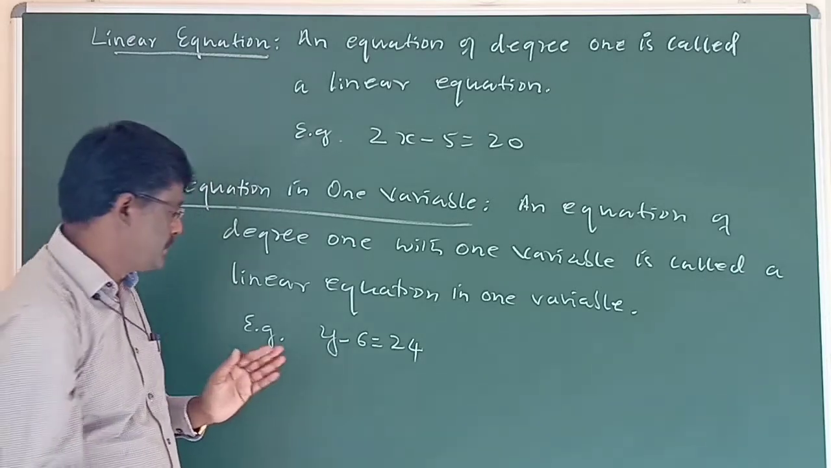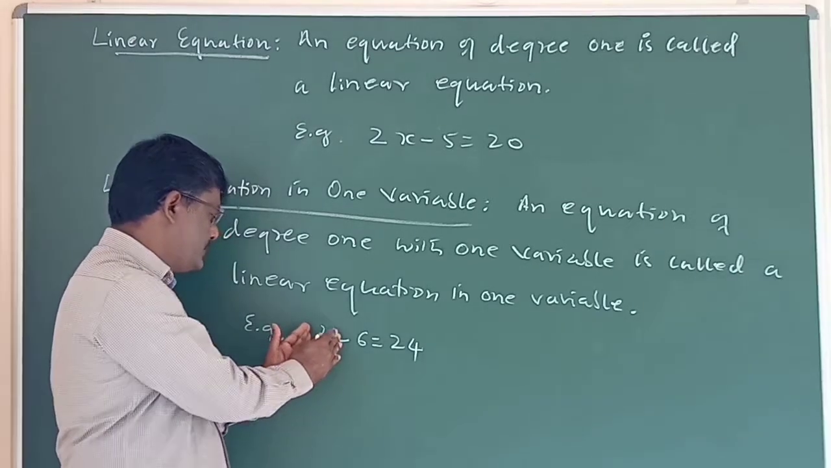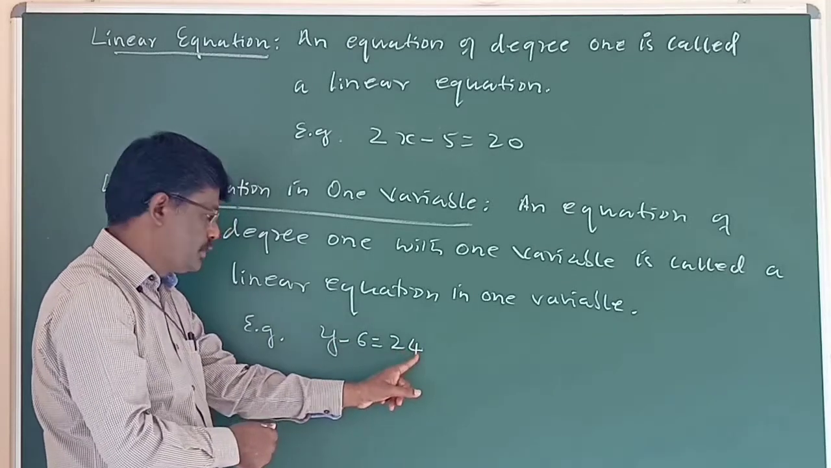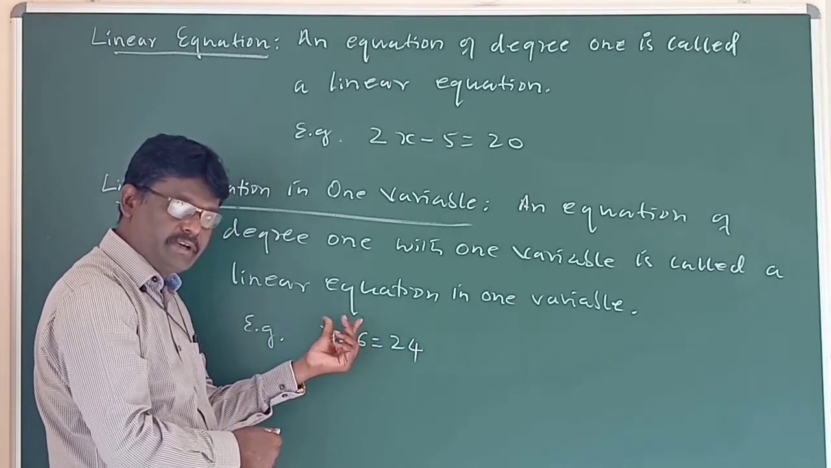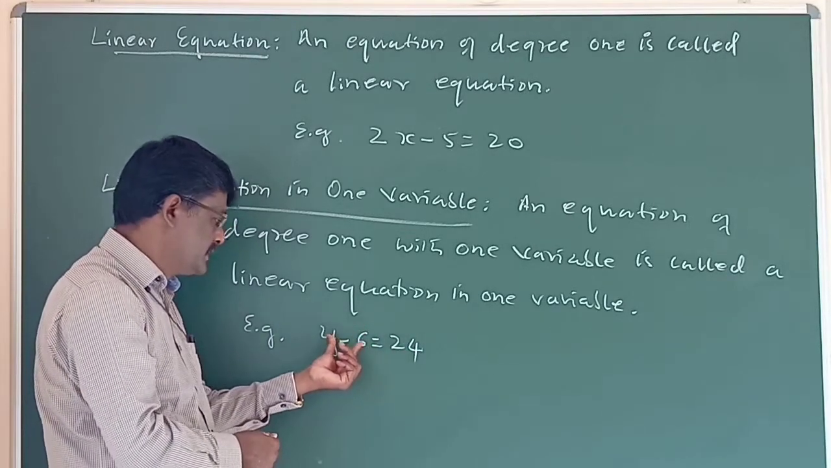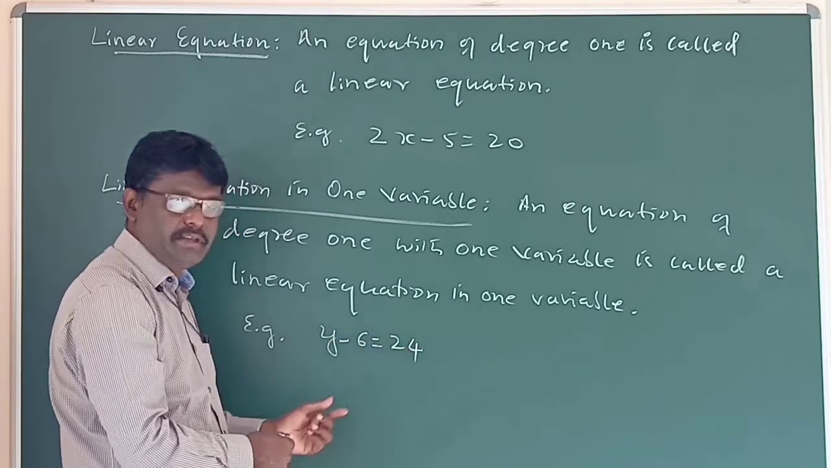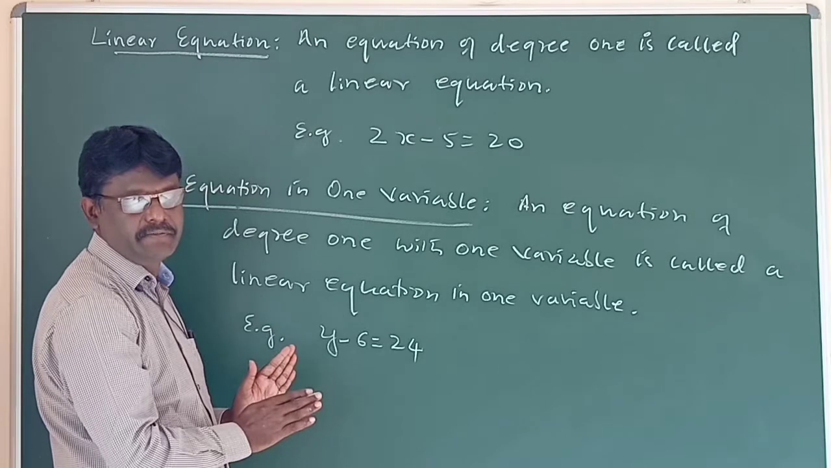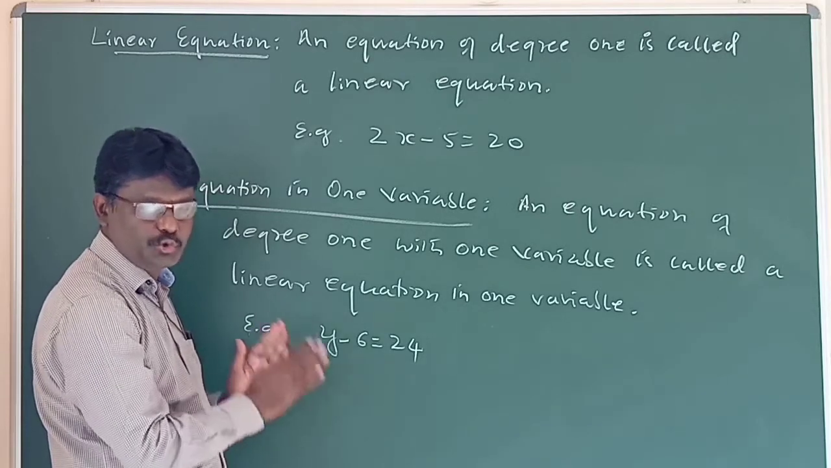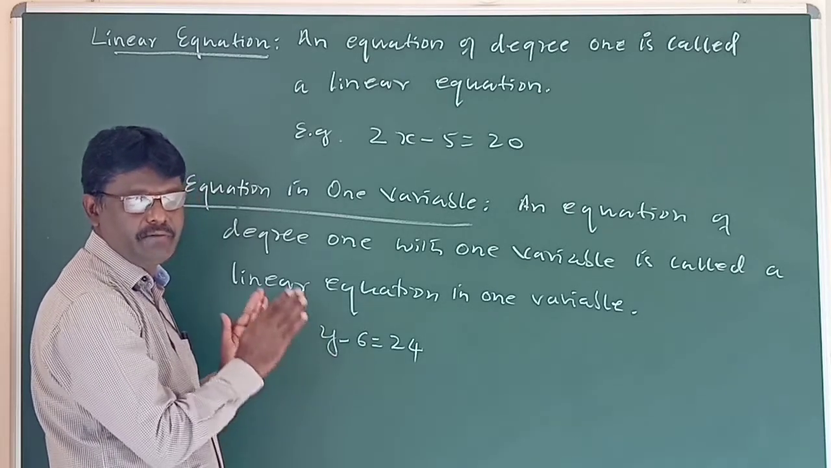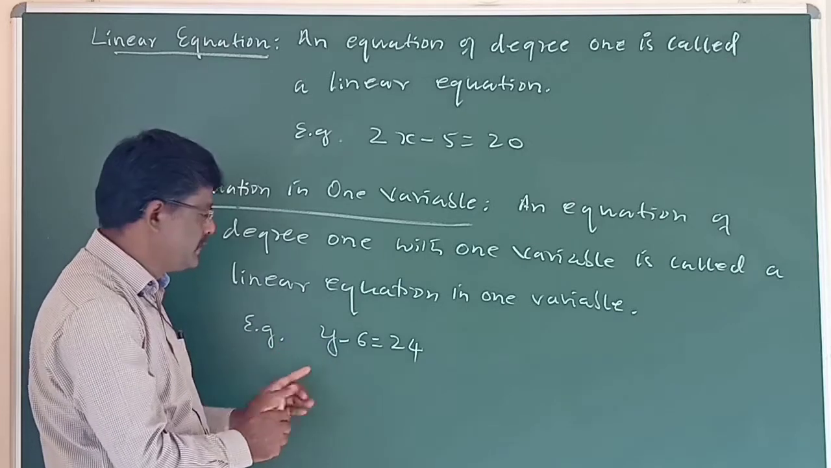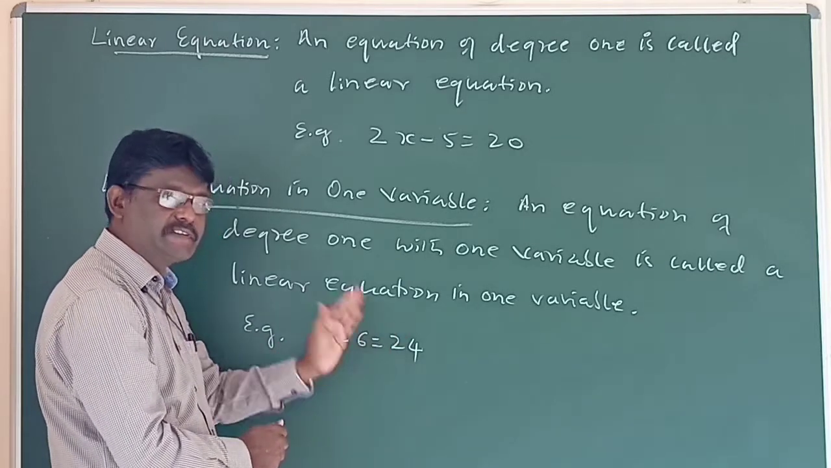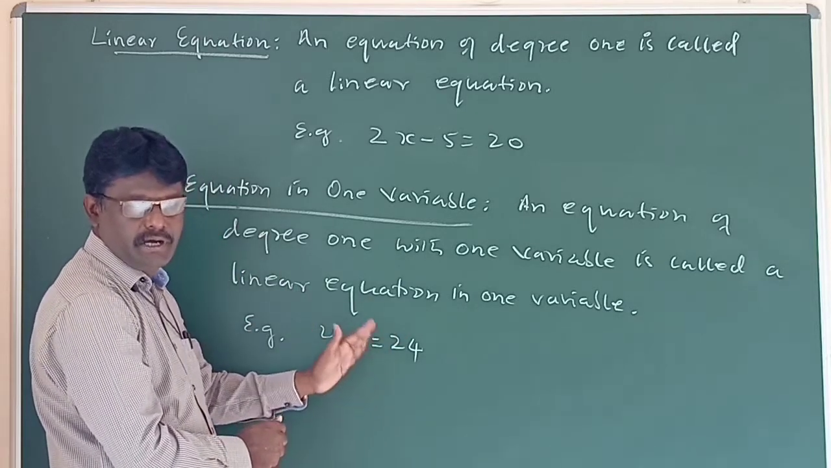Here, now this y value, when it is 24, the left and right sides must be equal. If it is an identity, it is always true, always equal for any value of the variable. But in the case of an equation, only certain values are true.